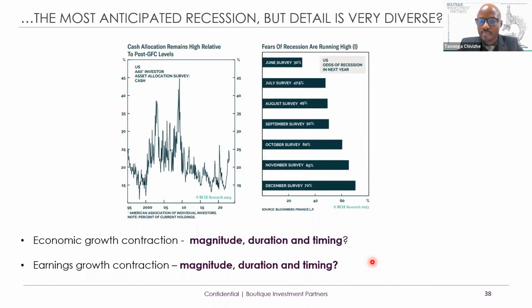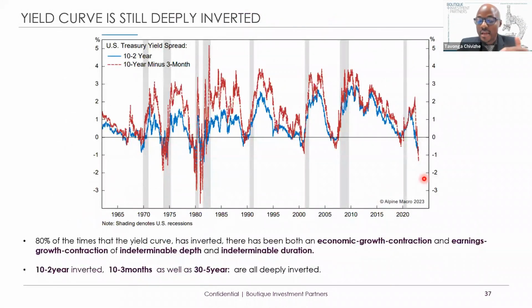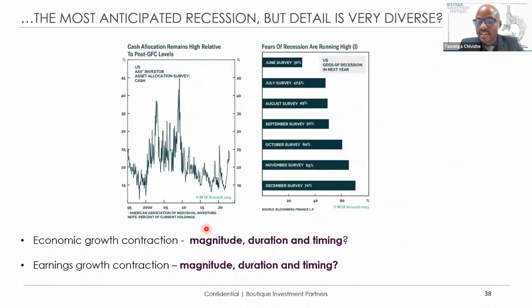We've also tried to look at our own internal research providers that support our process to answer these questions, and we have created a table, which is what you can see. If you look at the BIP house view, for one, we're not going to answer any of these questions. What is very important to us is that when this is inverted, you're going to have an earnings contraction and a growth contraction, and you need to be defensive. And you need to accept that these are extremely difficult questions that no one can ever answer.